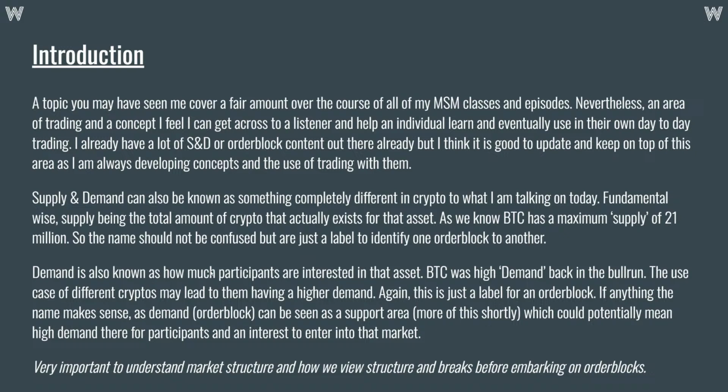And demand is also known as how many participants may be interested in that specific asset. For example, BTC was a high demand asset back in the bull run. The use case of different cryptos may lead to them having a higher demand. Again, this is just a label for an order block. I'm not talking about the fundamental side of demand.